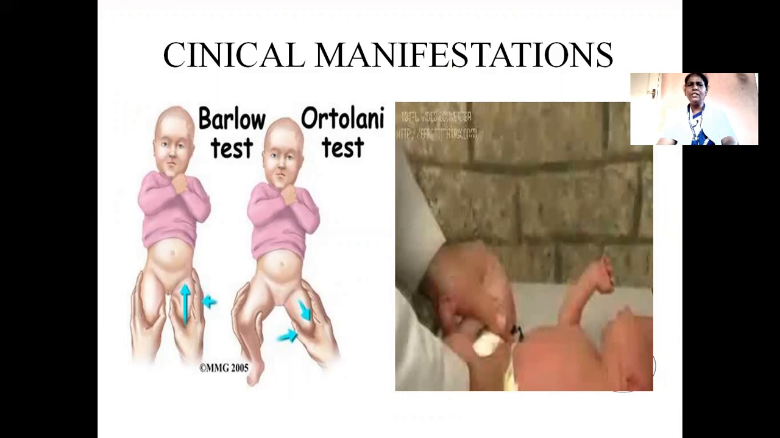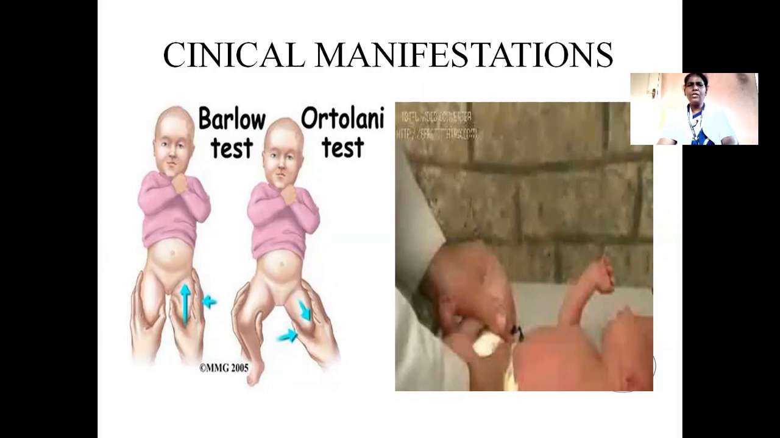Here, the child will be in the supine position. The examiner will stabilize the hip with their hands. The middle finger of one hand will support the greater trochanter of the hip, at the back of the baby. Then the thumb will be on the inner side of the thigh. Then the examiner will give backward outward pressure. Then we will hear a click sound. If you hear the click sound, that is positive. So this is called a positive sign for the developmental dysplasia of hip.